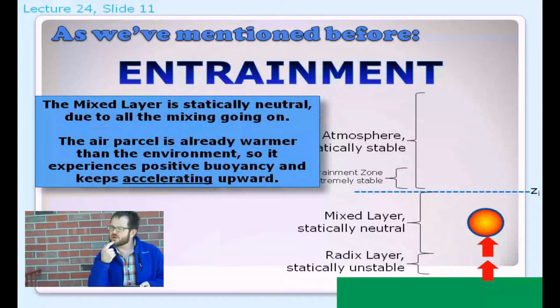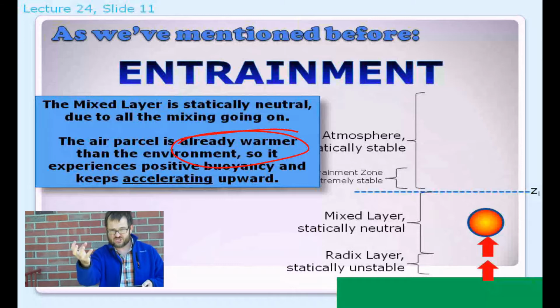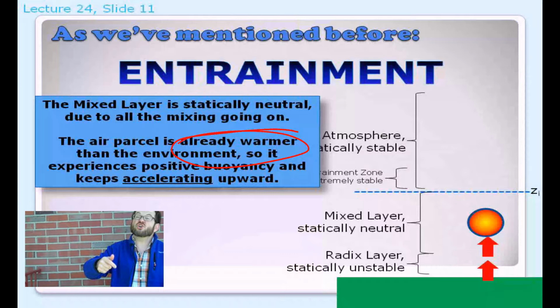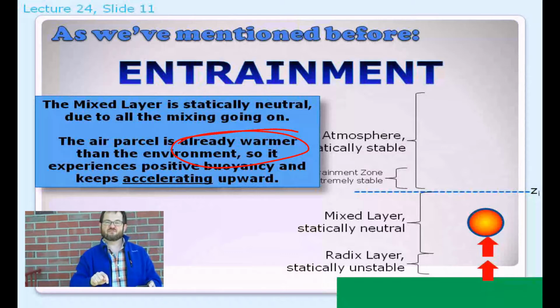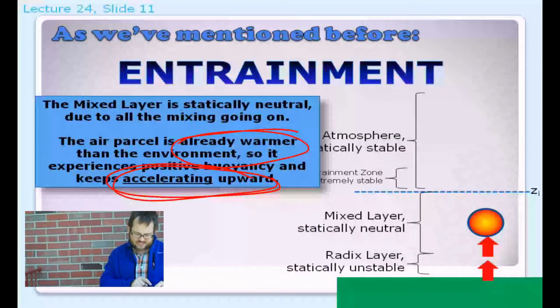But that's not exactly what's going on here, because remember, this air parcel already is warmer than the air around it, because it started at the surface. It conserved potential temperature while the environment around it cooled for those first 20 meters or so. This air parcel already is warmer than the environment when it got up into the mixed layer. So that air parcel is experiencing a positive buoyancy. It's continuing to accelerate upward through the depth of the mixed layer.